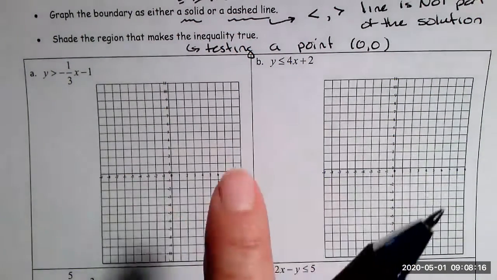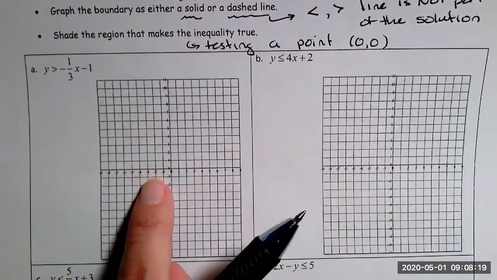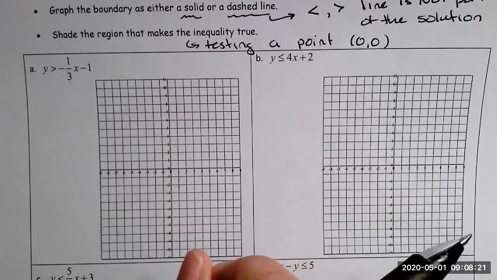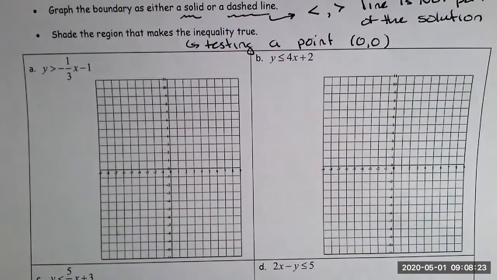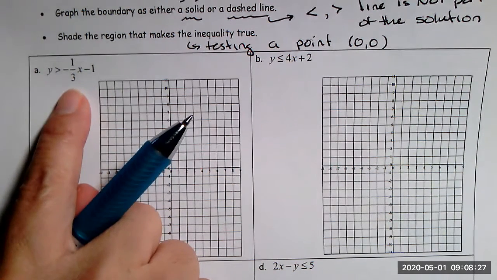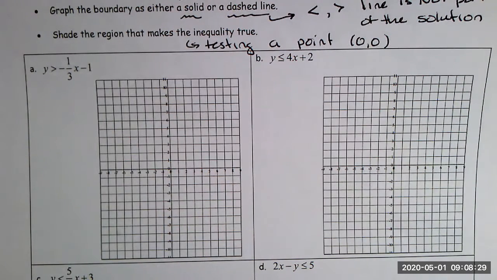So what I'm going to have you do is graph A, and then we'll check our answer. We'll graph B, check our answer. Go ahead and pause the video and graph that one and shade it. All right, let's see if you're right.